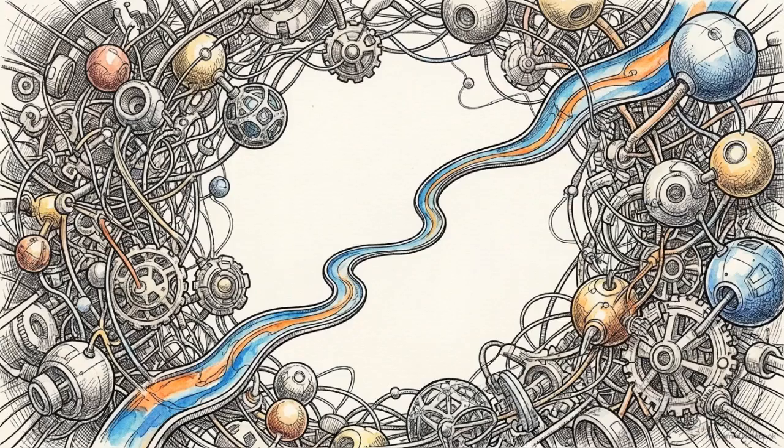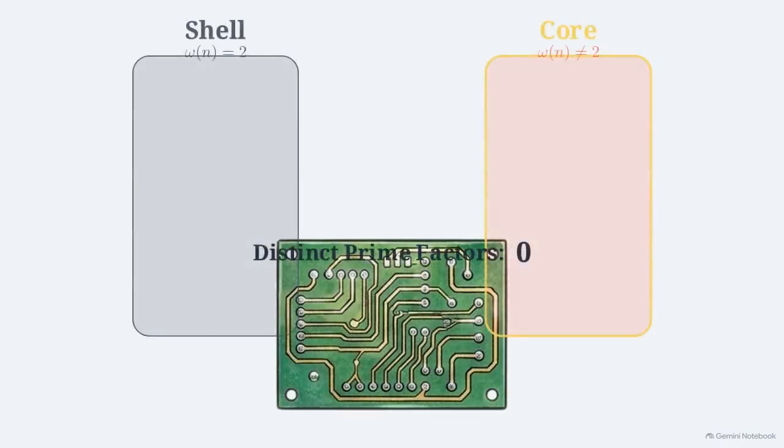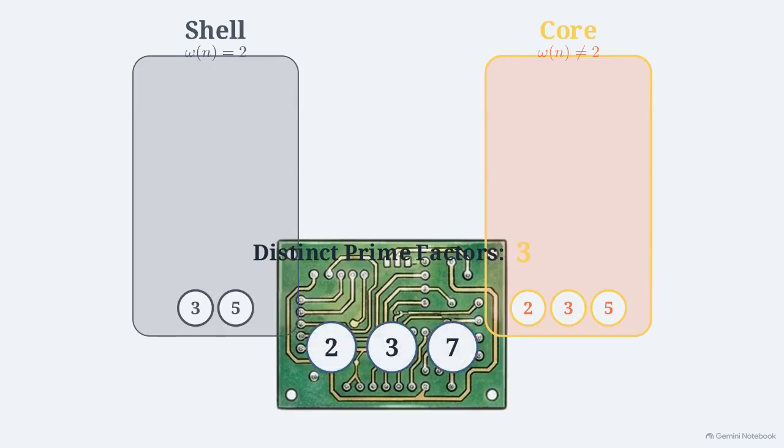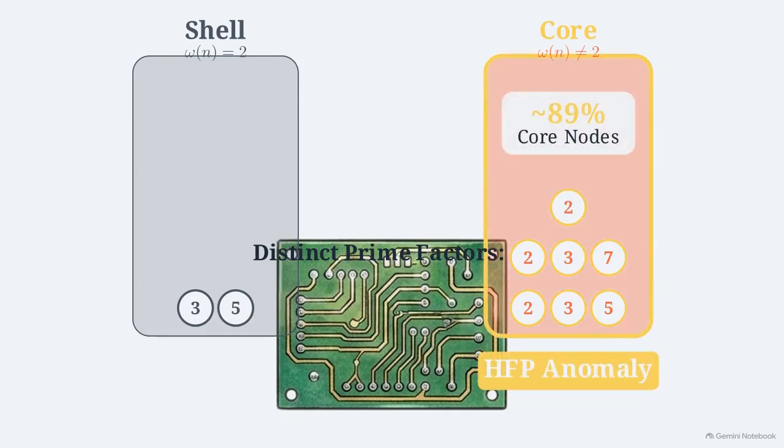The first step to breaking O of n factorial is eliminating the vast majority of the search tree before the computer explores it. Pirolo achieves this through the heuristic of prime factors, or HFP. The algorithm classifies every node in a graph based entirely on its number of distinct prime factors. Integers with exactly 2 distinct prime factors are sorted into a shell category, while all other integers are classified as core. This classification isolates what the paper terms the HFP anomaly.